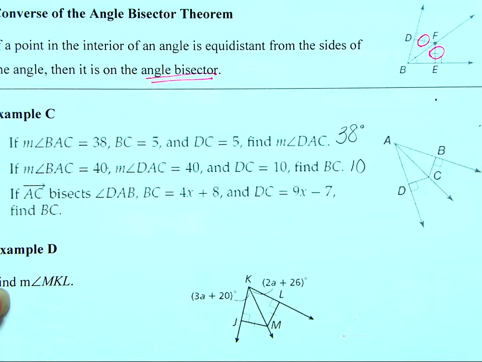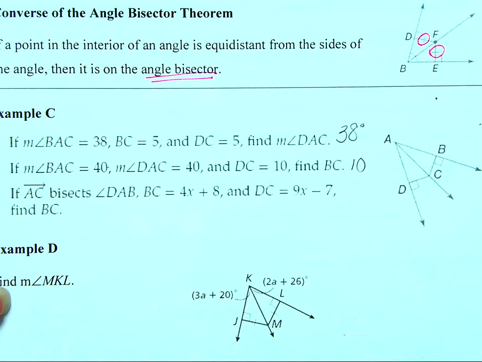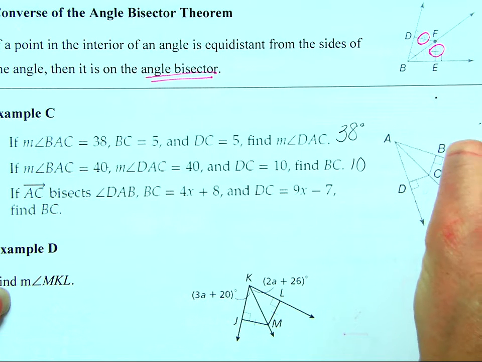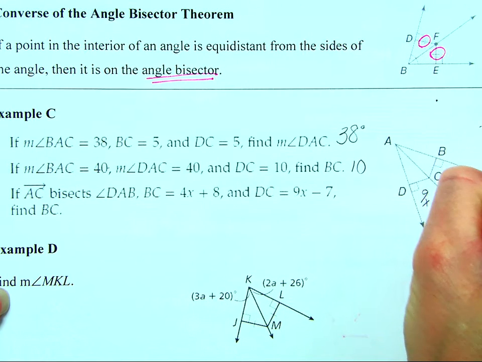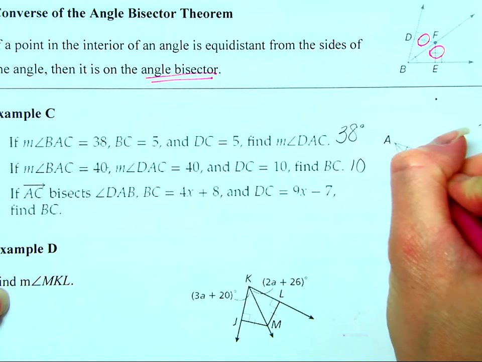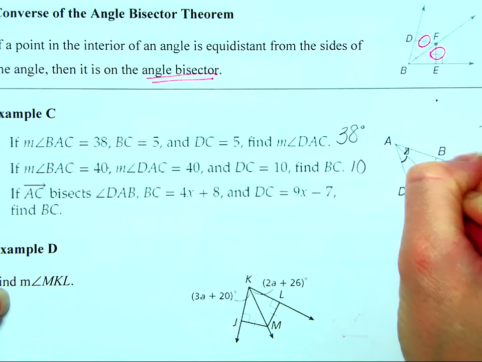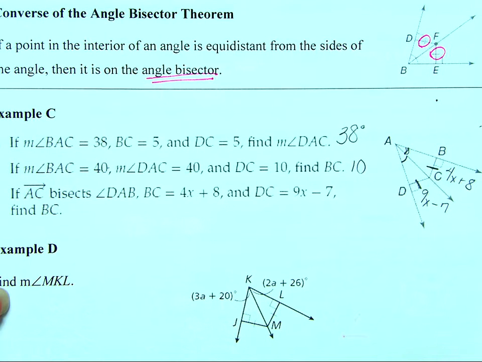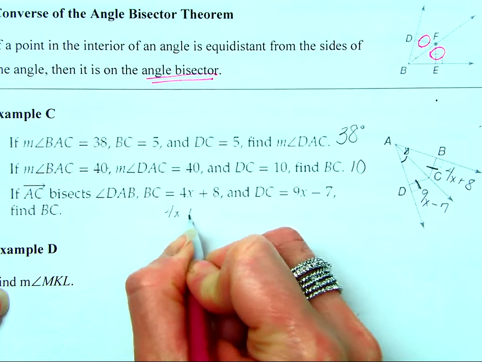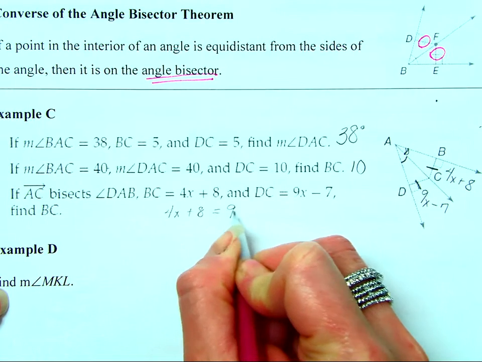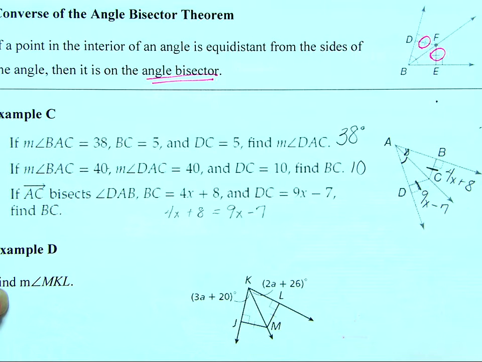And the last one for example C, it states that if AC bisects angle DAB, BC is 4x plus 8, and DC is 9x minus 7. Well, if this is my angle bisector here, I know that these two segments are going to have to be equal. And so that's how I'm going to set up my equation. 4x plus 8 must equal the 9x minus 7, and then we would solve.